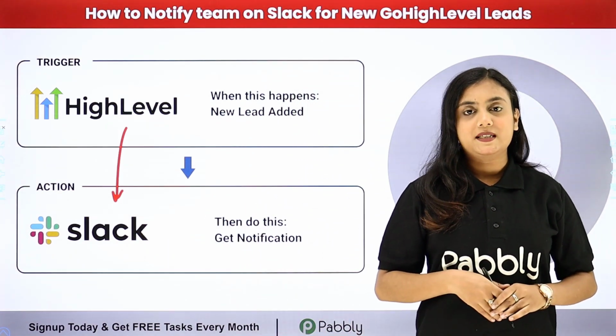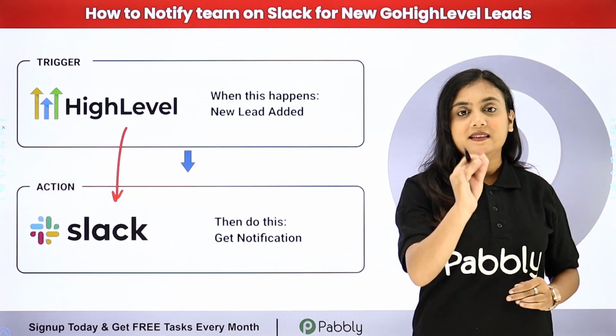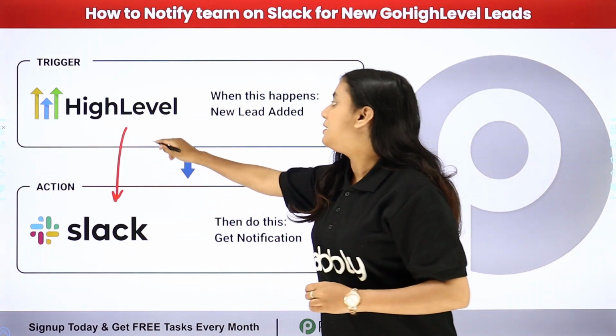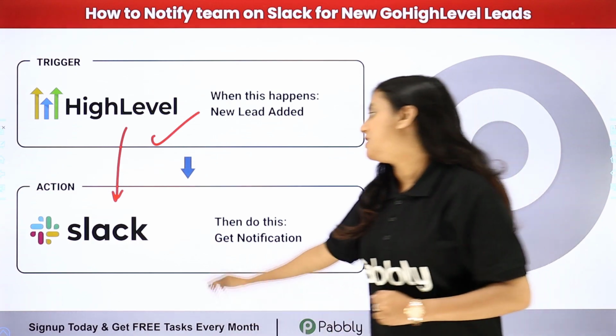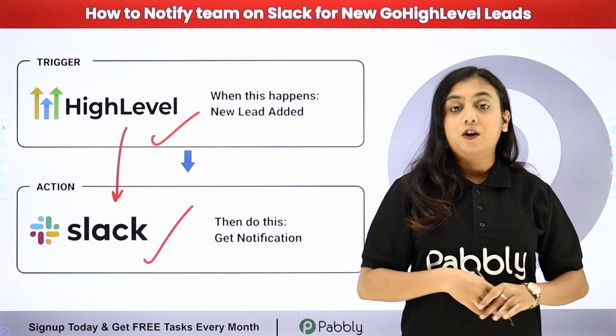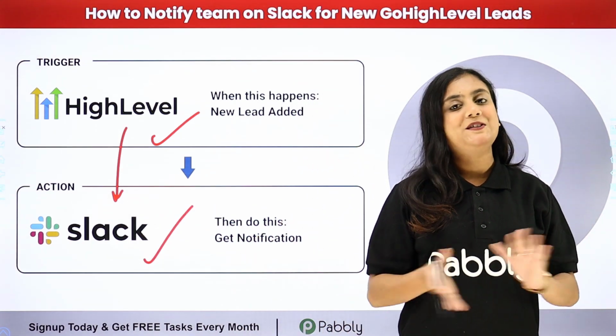Pabbly Connect runs on two concepts, that is trigger and action. In this process, my trigger application is going to be GoHighLevel and my action application is going to be Slack. If you want to learn how to do this automation, then let me take you all to my screen.